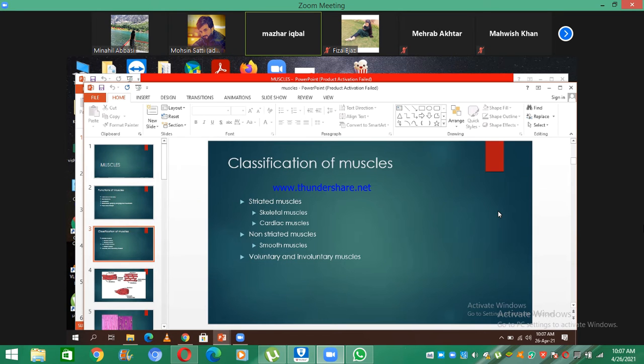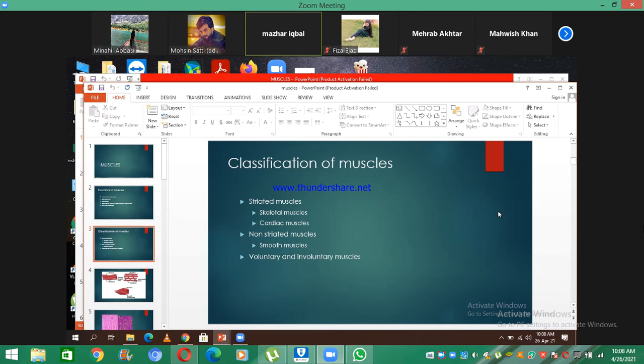Voluntary and involuntary: there are some muscles that act under the will of the individual, while the others function automatically and perform their function. That is the smooth muscles and the cardiac muscles. The cardiac muscles, although they are striated, are involuntary. The human being is sleeping, but the cardiac muscles are functioning and performing their function.